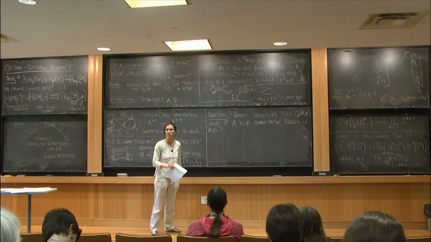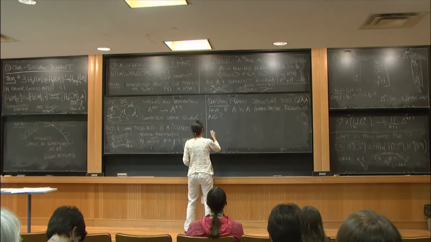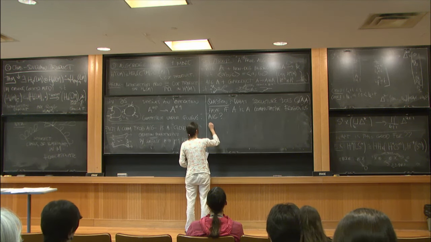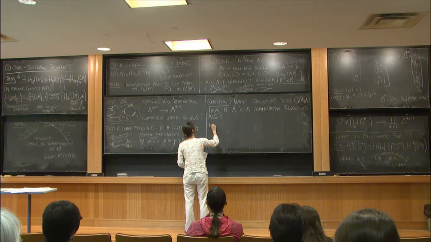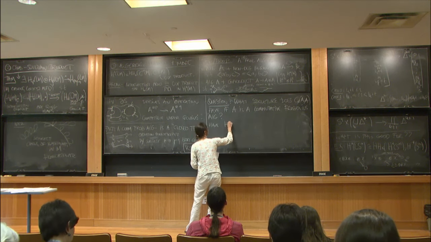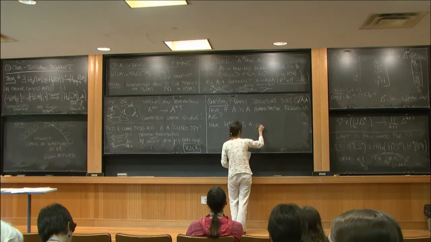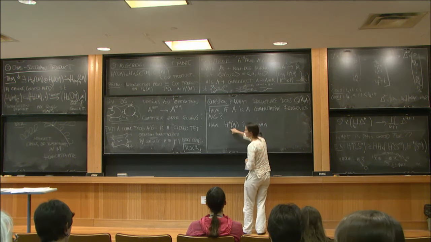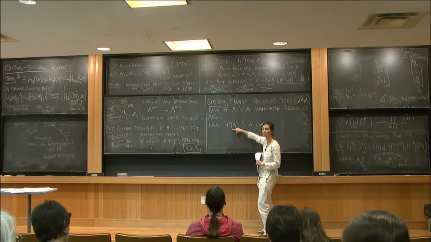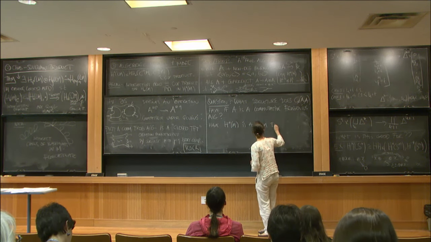There's something that is not quite right here. So is this good for us? So we have the cohomology of M. The cup product is commutative on cohomology. It's a commutative Frobenius algebra.